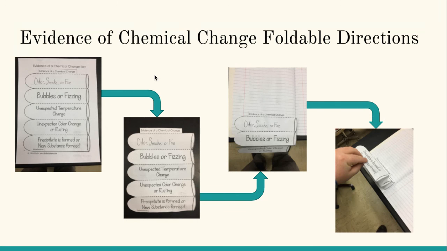For the evidence of a chemical change, you'll want to cut this out, again on the solid lines. You'll glue the first test tube and the title into the bottom of your notebook, and then fold along the dotted lines accordion style so you can smush it all in your book.